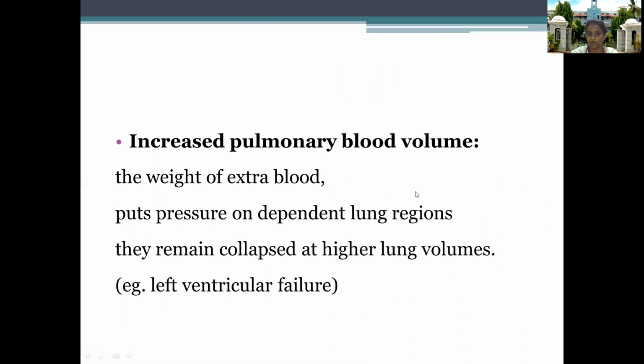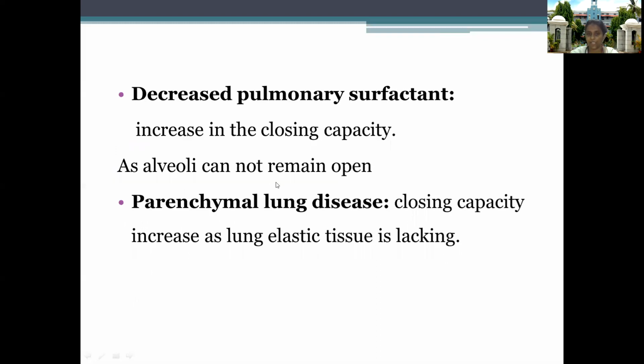Increased pulmonary blood volume. The weight of all the extra blood tends to put pressure on the dependent regions of the lung. So the basal areas have maximum weight of extra blood flow through the lungs, and so they remain collapsed at higher lung volumes. A typical example is left ventricular failure.